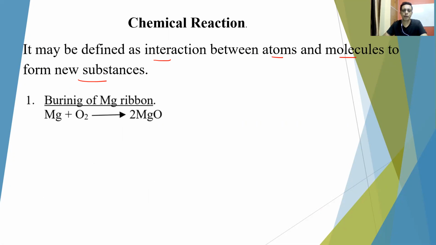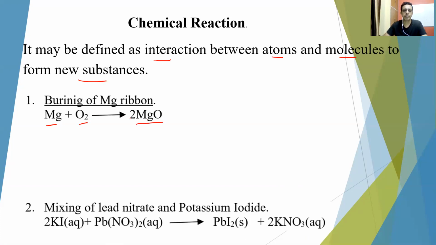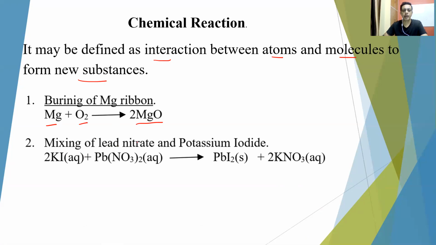If we see the burning of magnesium ribbon, this is a chemical change because in this case, magnesium reacts with oxygen to produce magnesium oxide, which has properties different from magnesium and oxygen. Similarly, when you mix lead nitrate and potassium iodide, they give lead iodide and potassium nitrate. So in this case also, a chemical reaction is taking place because new substances are produced.